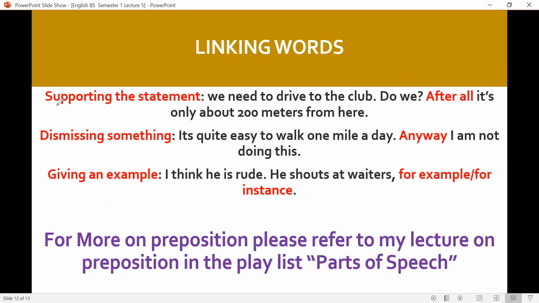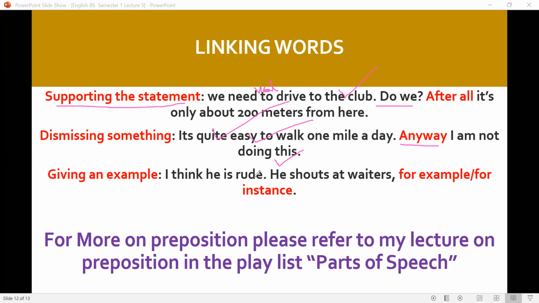Supporting the statement: when you want to support some statement, we need to drive to the club. Do we? After all, it's only about 200 meters from here. We need not drive to the club. Dismissing something: when you want to reject something, it's quite easy to walk 1 mile a day. Anyway, I'm not doing this, although it is necessary to walk. You are dismissing the idea of walking.